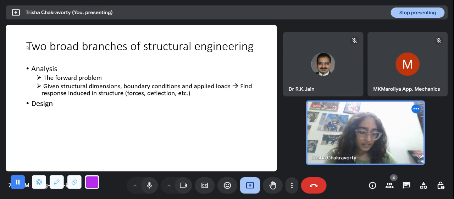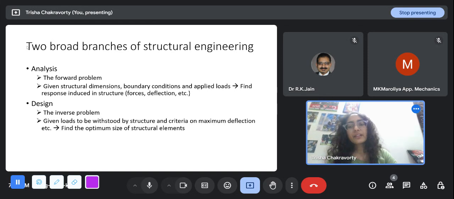And the other aspect is design, that is the reverse problem, the inverse problem, where we will be given the loads that need to be withstood by the structure, and there will be certain serviceability criteria on maximum deflections and so on, and we have to find the optimum size of the structural elements. This is a course on design of steel structures.